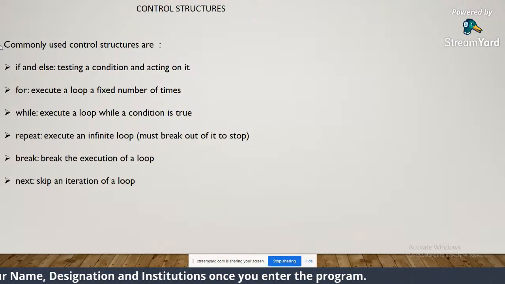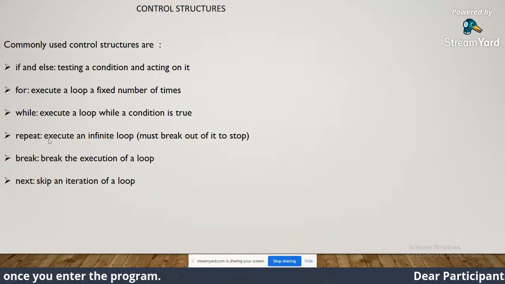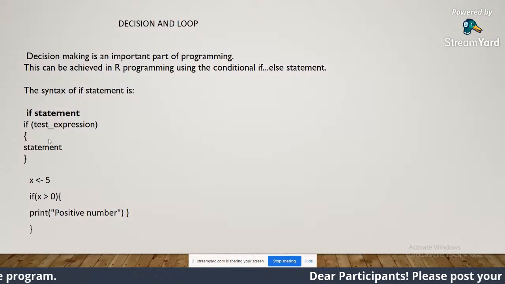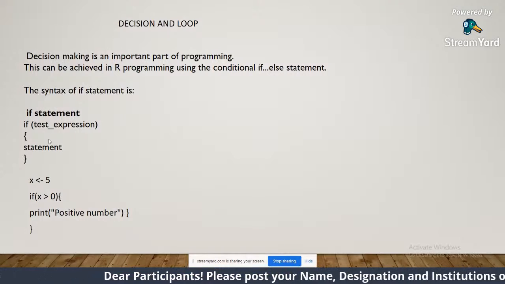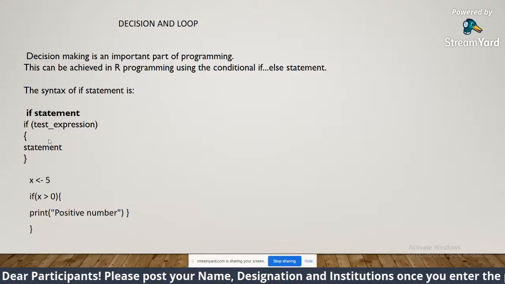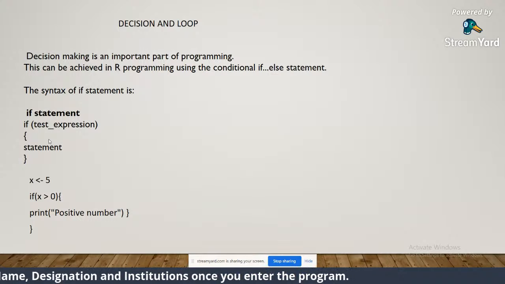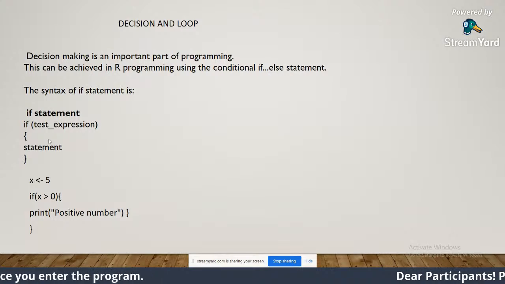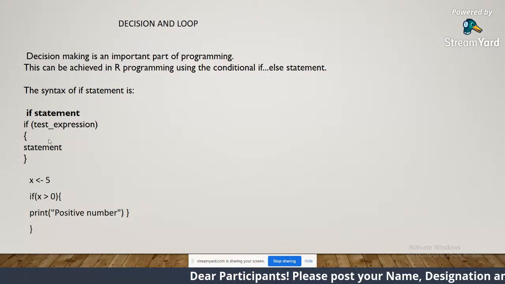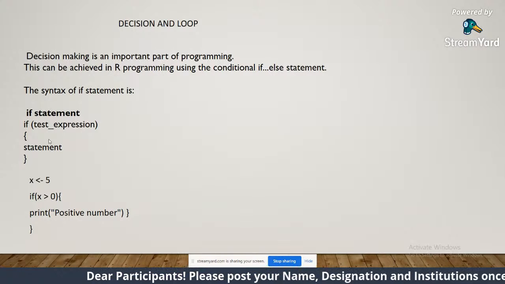For each and everything, I'll explain to you with a program how we are going to use it. Let us just get into this. First one, decision and loop. So decision is the if-else statement. Based on some condition, it will act. That is called decision statements. Decision making is an important part of programming, because every time, based on some condition, we have to do something else. So decision is more important. For that, we are using this one.